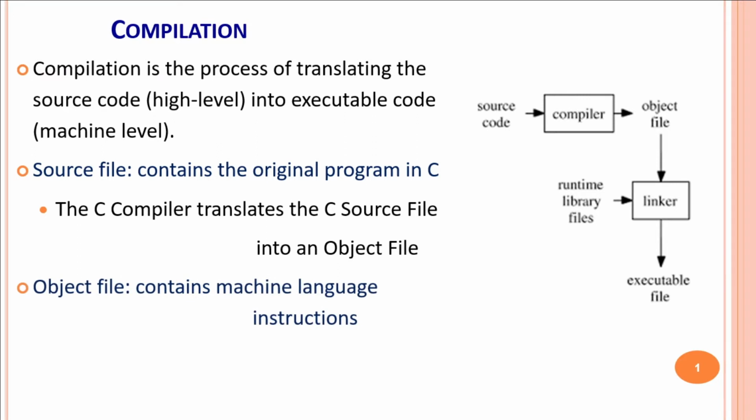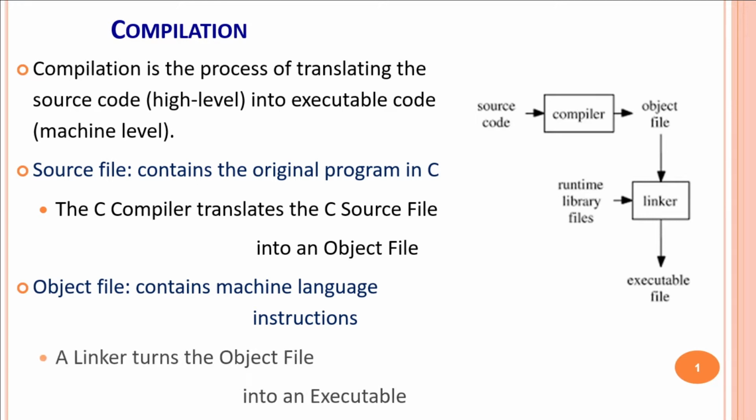What does the object file contain? Machine language instructions which are understood by the processor. When you give your program for execution to the computer, it understands only machine level instructions. So the object file contains the machine level instructions. This object file is given to the linker, which turns the object file into an executable file by combining various runtime libraries needed. So that is the compilation process.